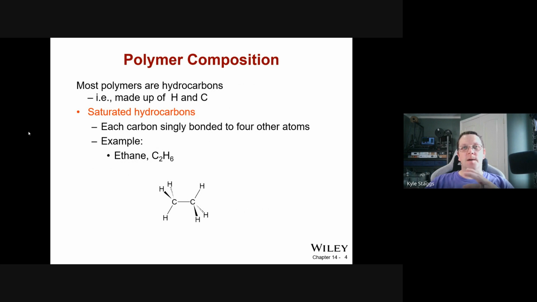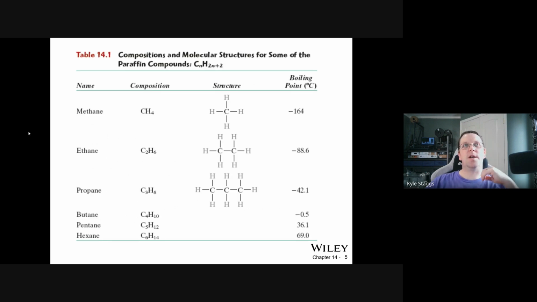So single bonded carbon, 3 hydrogens on either side is ethane. And that's a saturated hydrocarbon. So this is at the highest stored energy state in terms of heats of formation.